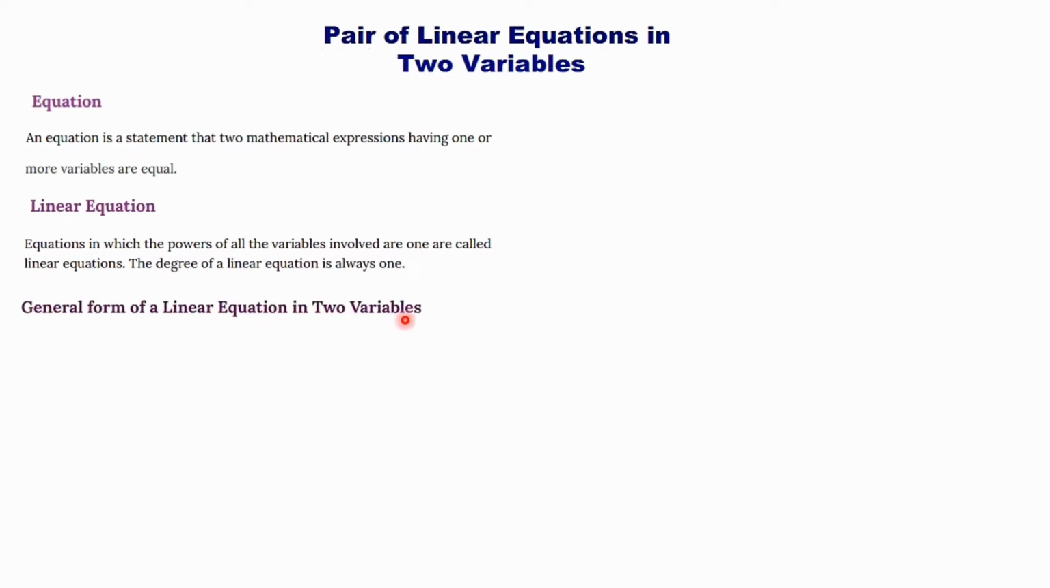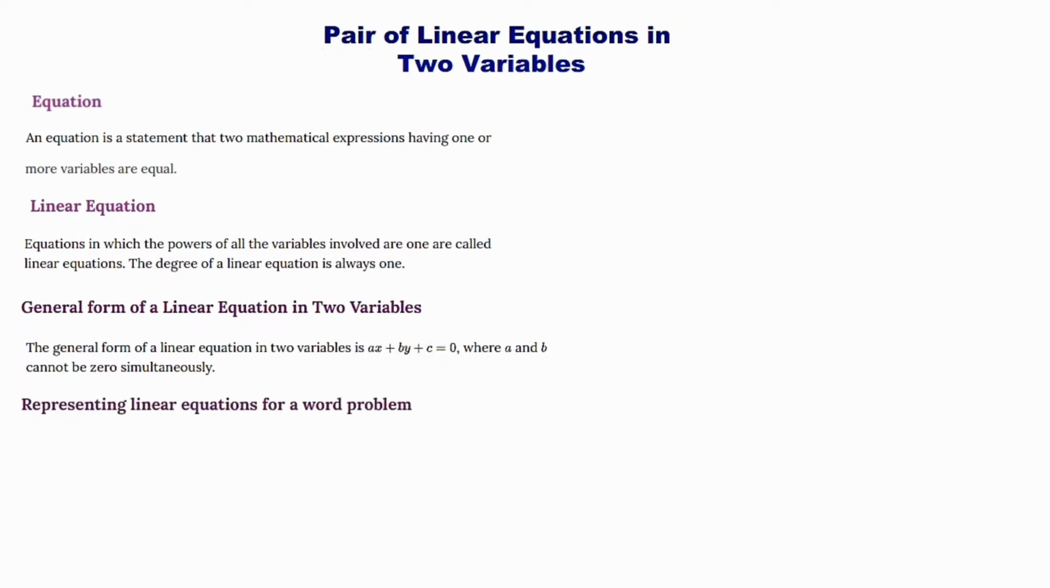General form of a linear equation in two variables. The general form of a linear equation in two variables is ax plus by plus c is equal to 0, where a and b cannot be 0 simultaneously. Simply, ax plus by plus c is equal to 0 is the general form of a linear equation, where a and b cannot be 0 simultaneously.